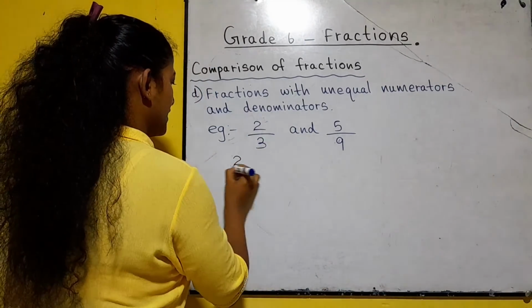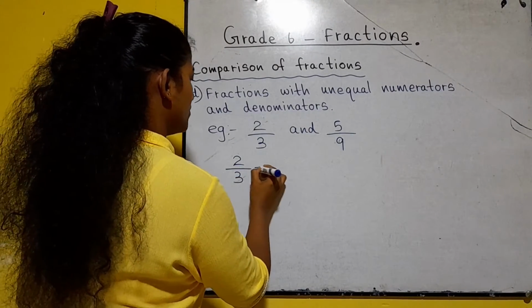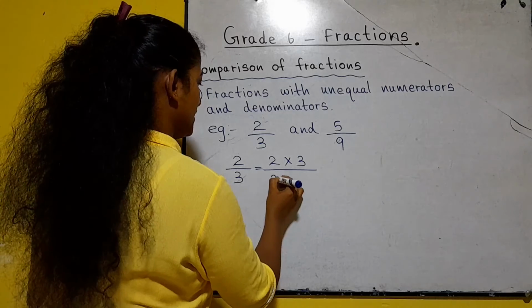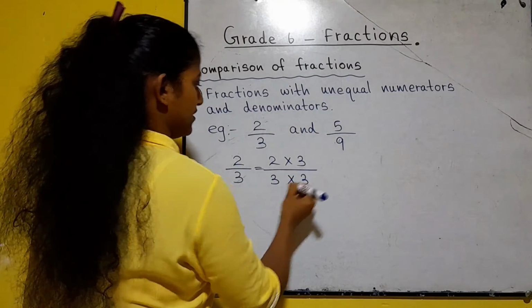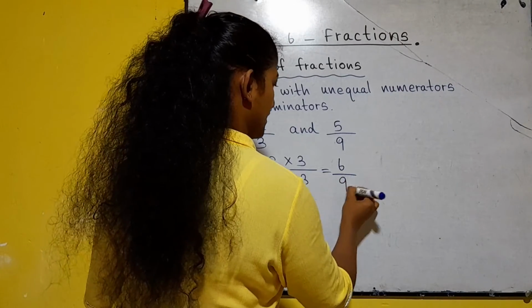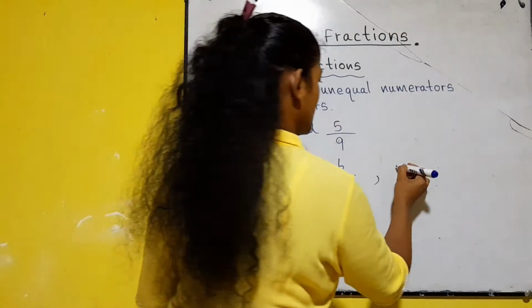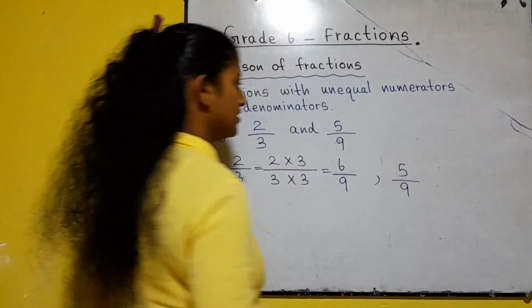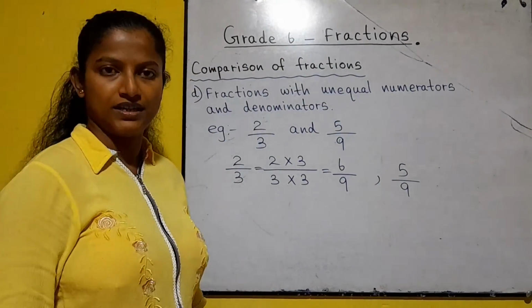I am going to take the equivalent fraction of 2 over 3. I am multiplying 2 by 3 and 3 by 3. Then it becomes 6 over 9. Then this fraction does not change. You can use it as 5 over 9.